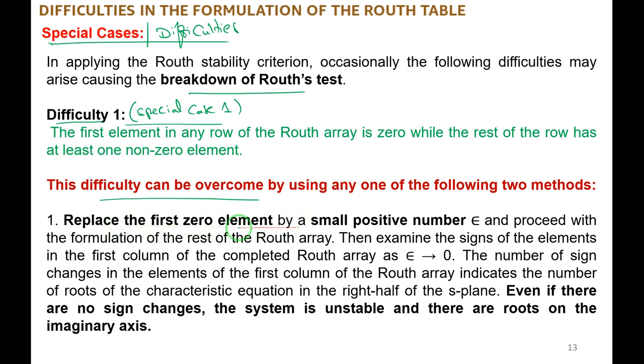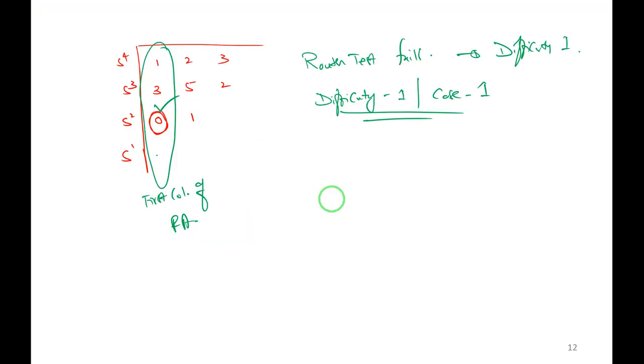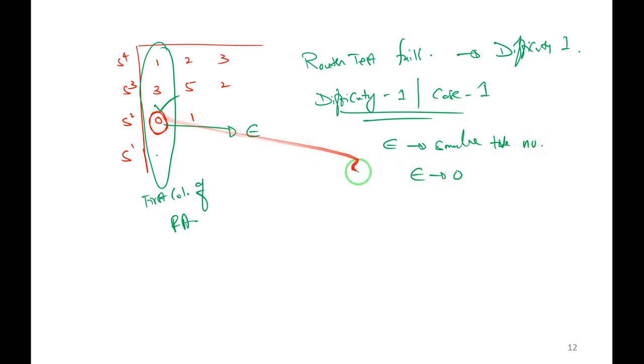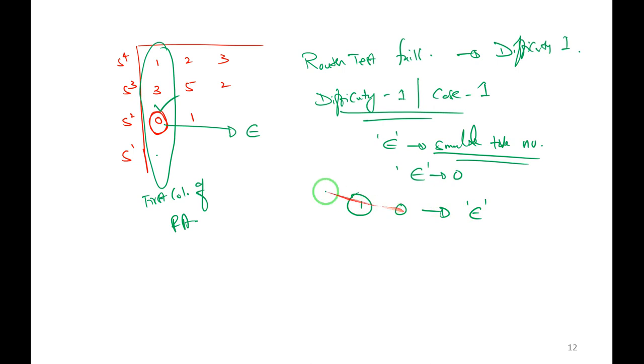Replace the first 0 element by a small positive number. Let me call that small positive number epsilon. Epsilon is a small positive number, tending towards 0, but we will treat epsilon as a small positive number. Please keep this in mind. First step: replace this 0 element by the small positive number epsilon.